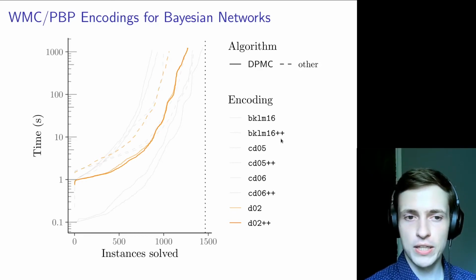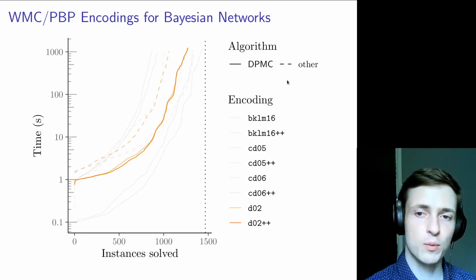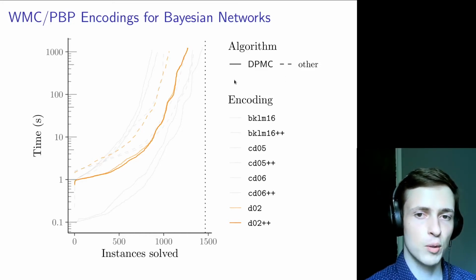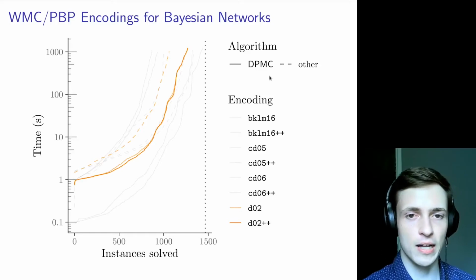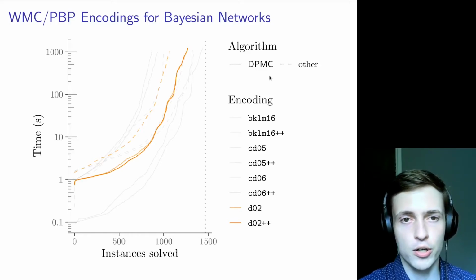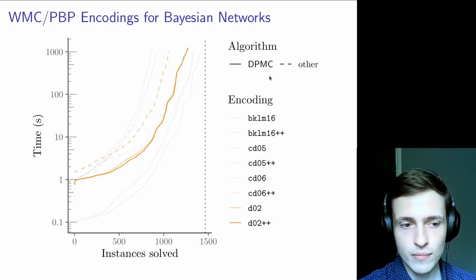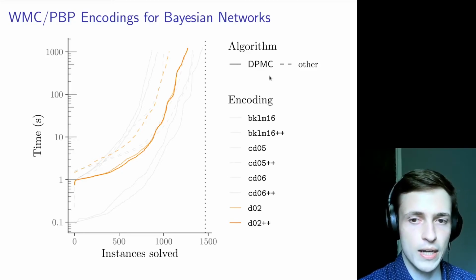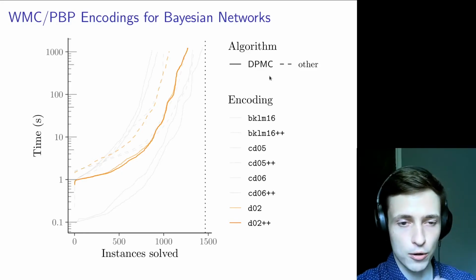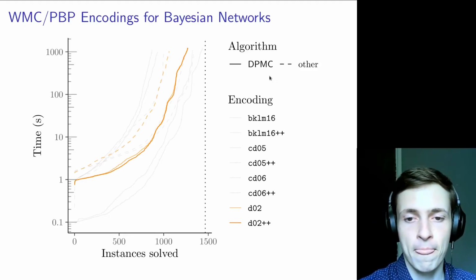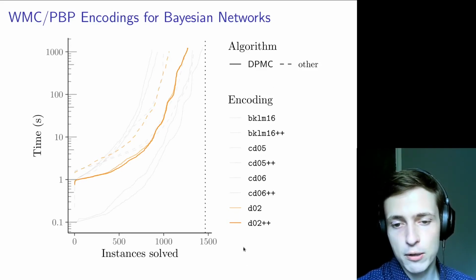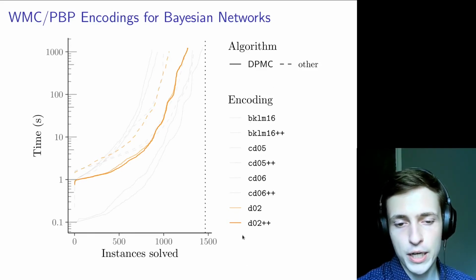And we run each encoding in 3 different ways. We ran it with the original algorithm that was used in the paper that proposed the encoding. And then we ran it with DPMC, which is a recent algorithm that can easily support our new format. And with DPMC, we run each algorithm with and without our encoding, our additional transformation. And the numbers in the names of these encodings refer to the year of publication.